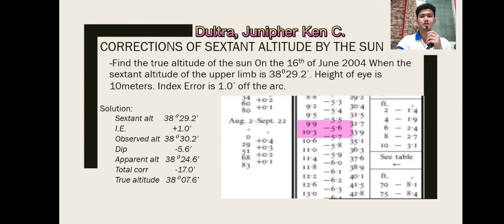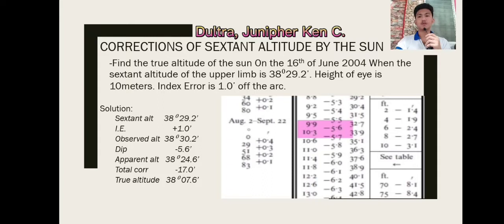So now let's proceed to the correction of altitude by the sun. Let me give you an example. Find the true altitude of the sun on the 16th June 2004 when the sextant altitude of the upper limb is 38 degrees 29 minutes. The height of eye is 10 meters. Index error is 1.0 minute of the arc. So let's proceed to the solution.